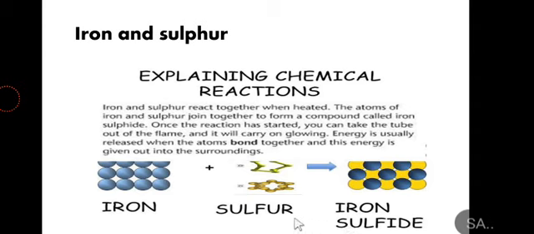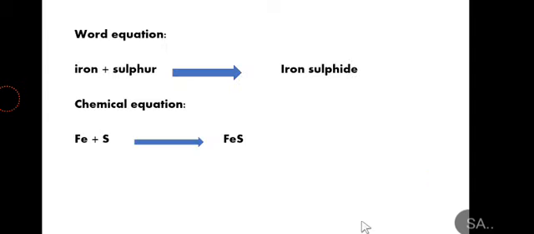So when iron reacts with sulfur, it produces iron sulfide. Iron and sulfur are reactants here, while iron sulfide is the product. During this reaction, you provide heat, and then this iron sulfide is formed. You can see the word equation here: iron plus sulfur makes iron sulfide. So these both are reactants, and this is the product, which is totally different. It bears different characteristics as compared to both of them.